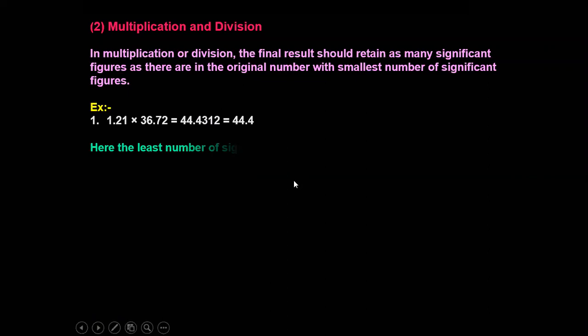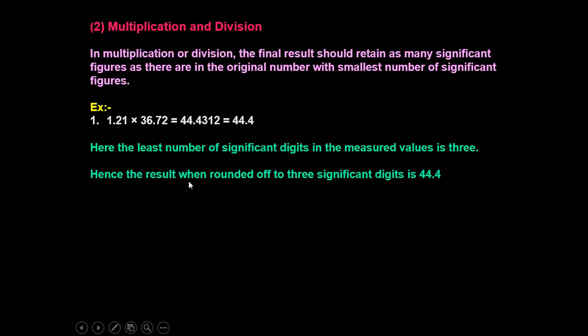One more example we'll see. Here, the least number of significant digits in the measured values is 3. Hence the result, when rounded off to 3 significant digits, is 44.4. Next, let us go with the division part.